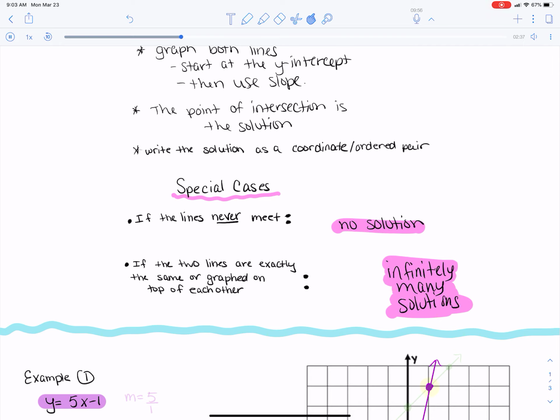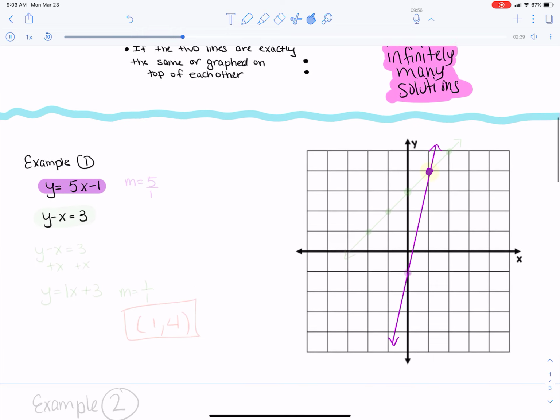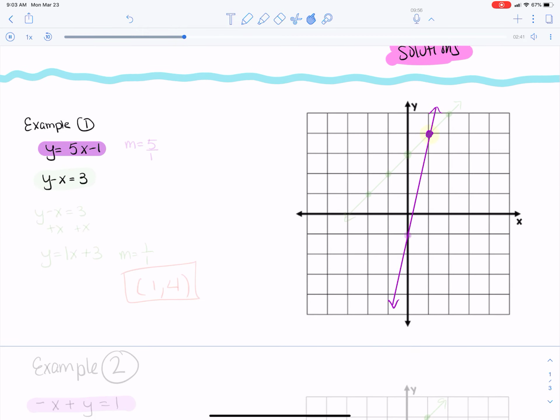Alright, so let's take a look at example 1. So we have y equals 5x minus 1 and y minus x equals 3. So y equals 5x minus 1, that equation is already in slope-intercept form. So the second one, y minus x equals 3, we have to put into slope-intercept form because that one is not in slope-intercept form yet. So I'm just going to rewrite it underneath it.